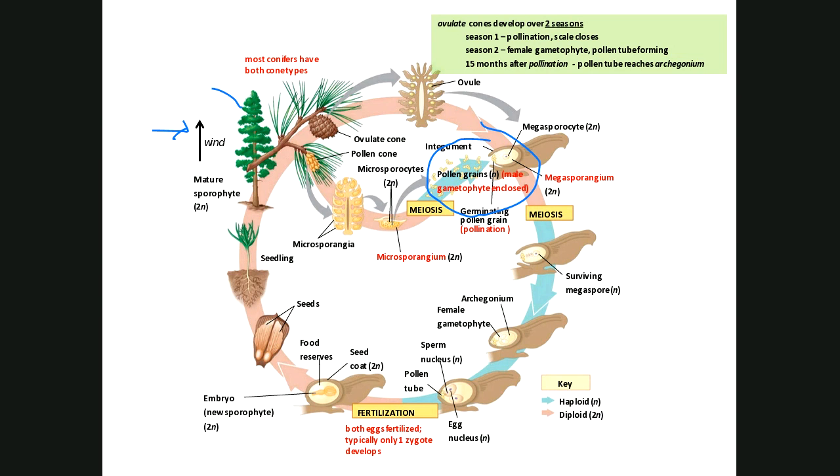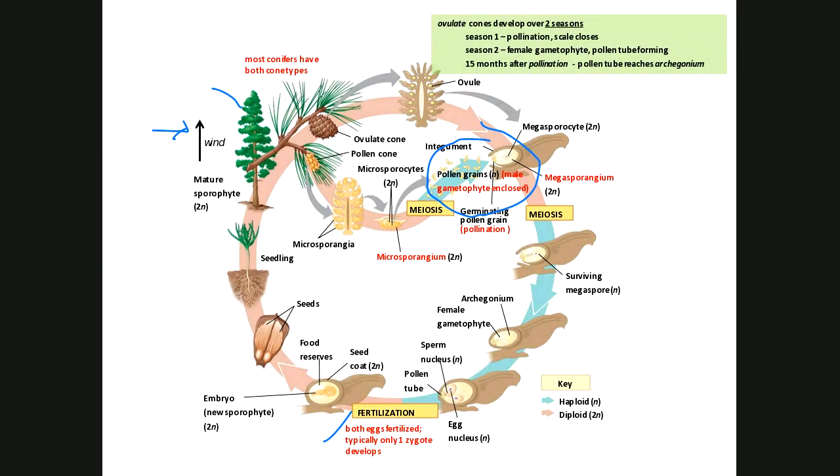Down here, fertilization is when the gametes fuse, the sperm and the egg. So first you get pollination. Pollen makes it to the female gametophyte. And then 15 months later, about a year and a half later, the pollen grows a tube down into the archegonium. There are 2 archegonia. Both of the eggs in each archegonium get fertilized, but typically only one zygote develops. So only one of those eggs is going to develop.